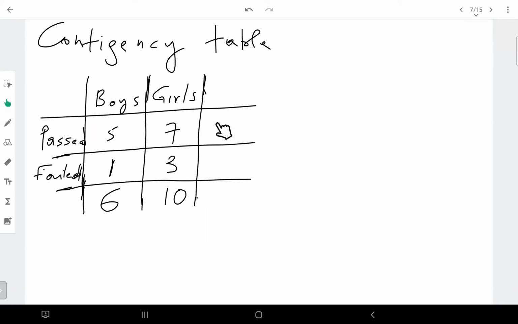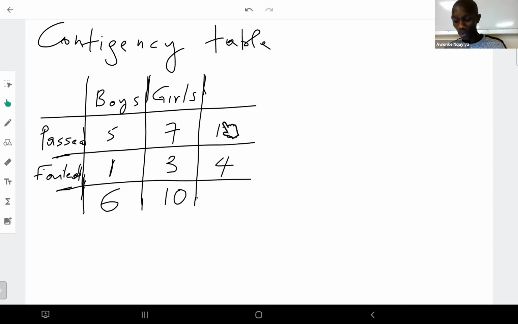You must say 5 plus 7, which is equal to 12. Thank you very much. You gave me your thinking process before the final answer. What do you think we should write here as the total number of learners that failed the test? 1 plus 3, which is equal to 4.